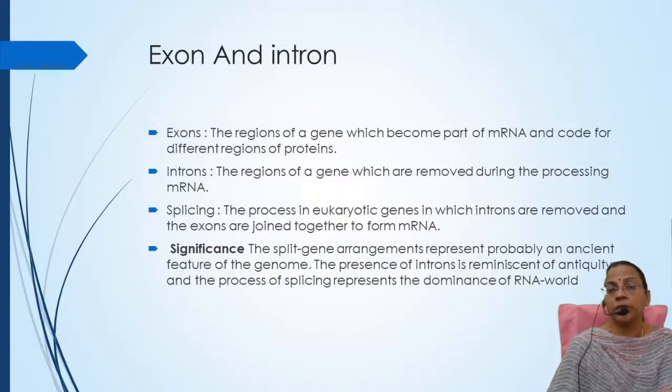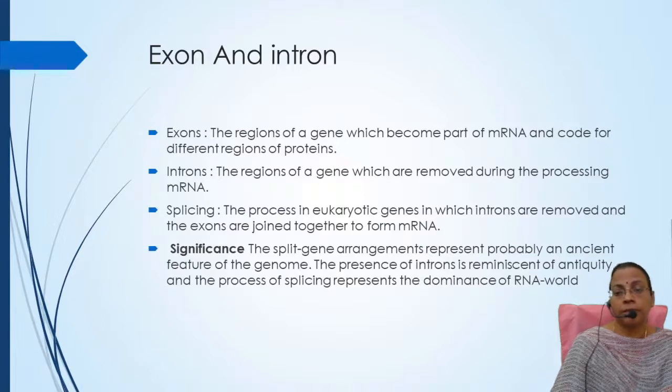So the difference between exon and intron: exon is the region of a gene which becomes part of the mRNA and codes for different regions of proteins. Introns are the regions of a gene which are removed during the process of mRNA formation and do not take part in protein synthesis. They are non-coding sequences found within the organism as a part of evolution. Then splicing means the process in eukaryotic genes in which introns are removed and the exons are joined together with the help of the spliceosome to form the mature mRNA.